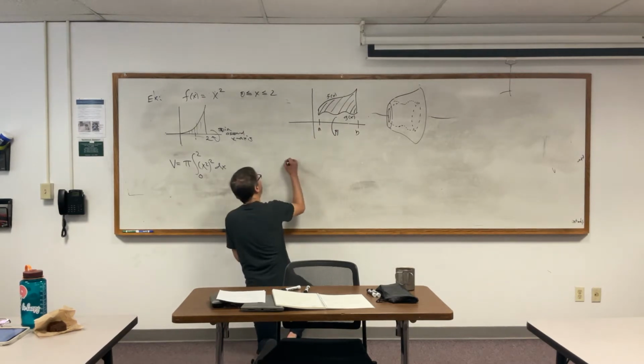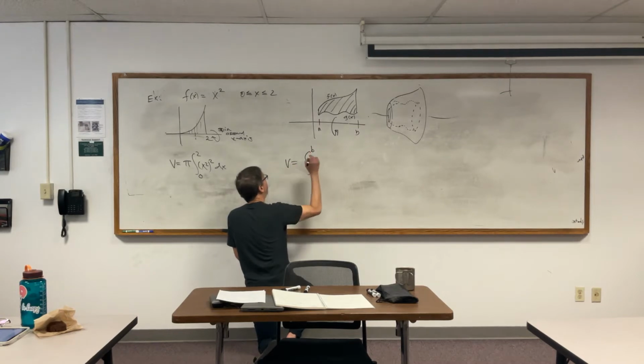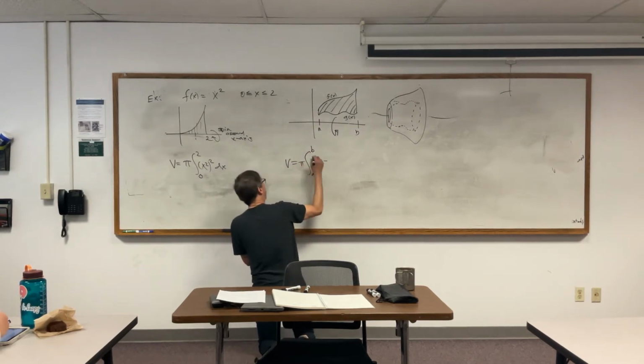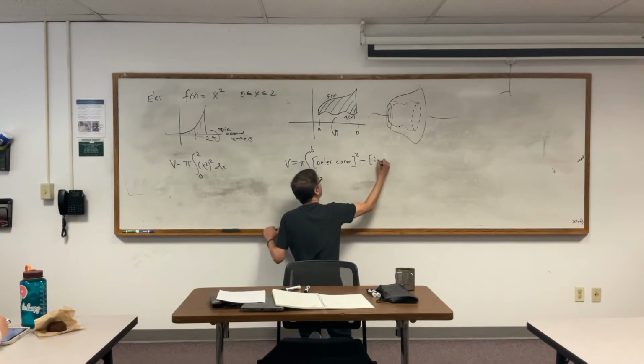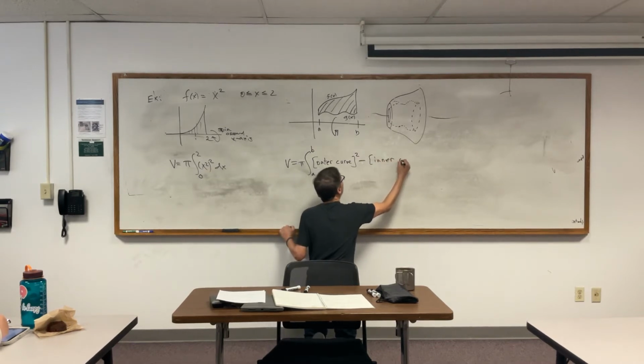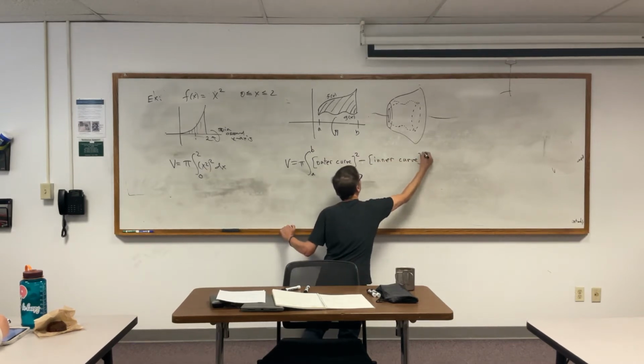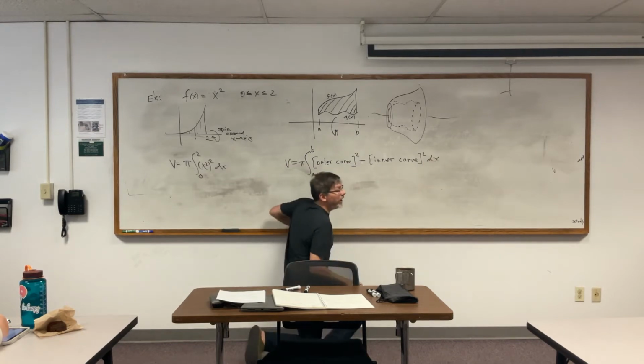So for this one, the volume, and I'm going to put this in kind of a different way, that's going to help us think about it. It's going to be the outer, so pi is going to be in front, but it's going to be the outer curve squared minus the inner curve squared. And I actually do ask you to write it like this because it's going to help thinking.